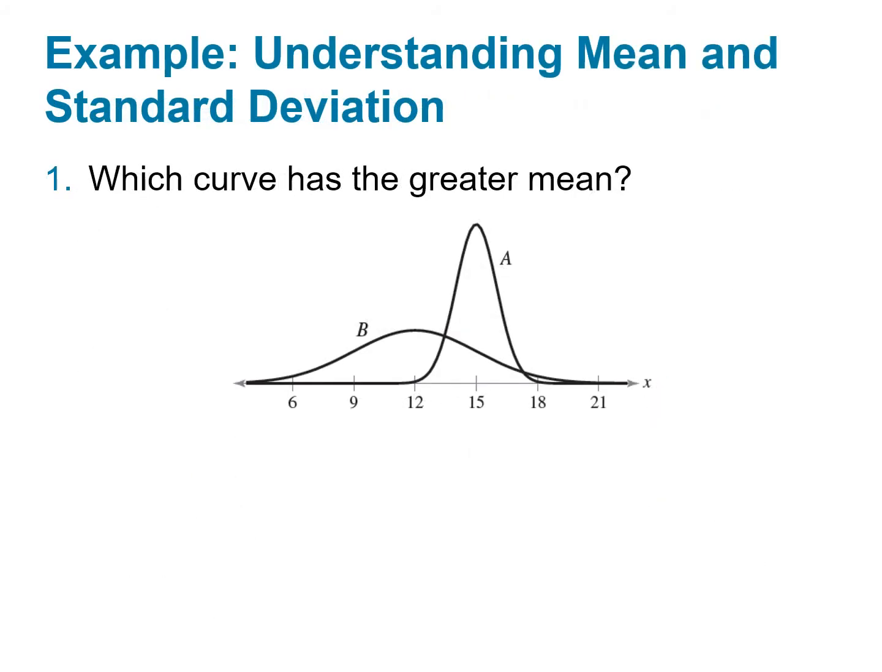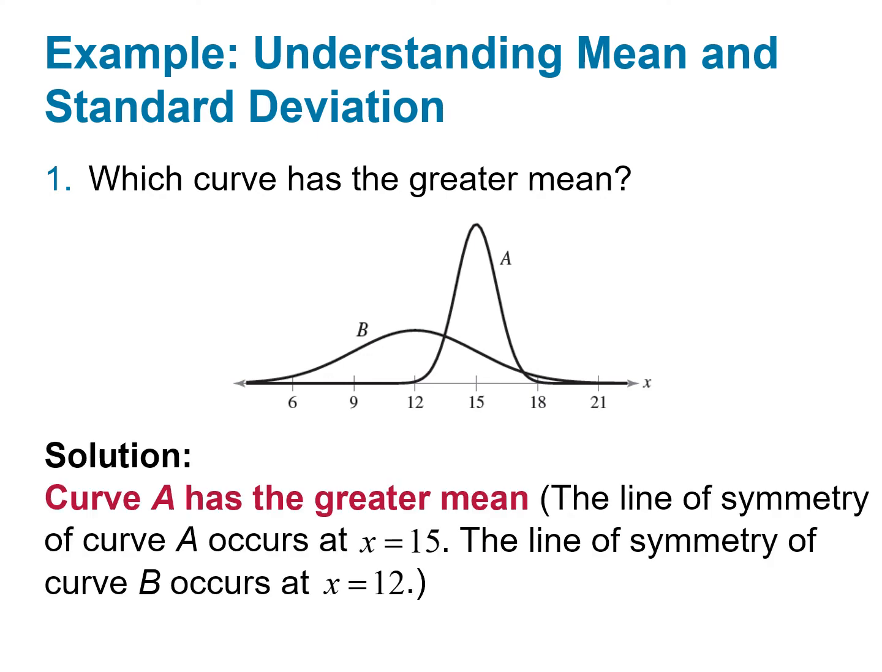Okay, so let's look at an example. We got A and B here. Which curve is going to have the greater mean? Remember, the mean lies in the middle of that mountain, in the middle of that hill. It splits it right in half. So if we look at that, A is going to have the greater mean because we can see the center of A lies over 15, whereas the line of symmetry for B would be over x equals 12.